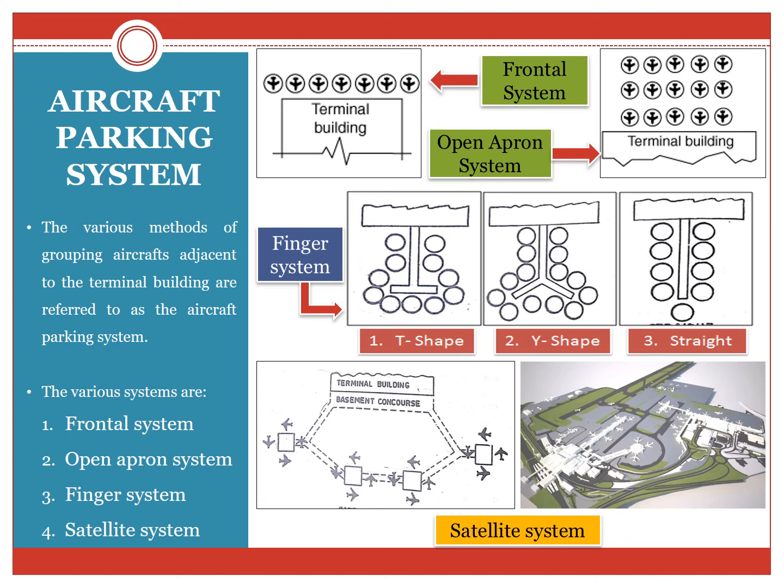So what do you mean by a frontal system? In this system, the aircraft are parked along the face of the terminal building. It is a very simple and economical system, but its use is limited only to small airports requiring few gate positions. The open apron system is also known as the transporter system.